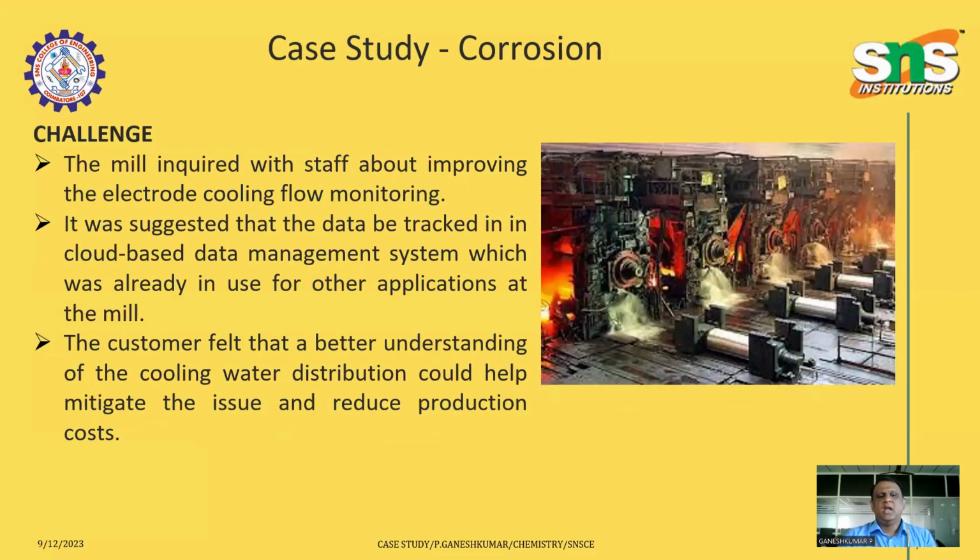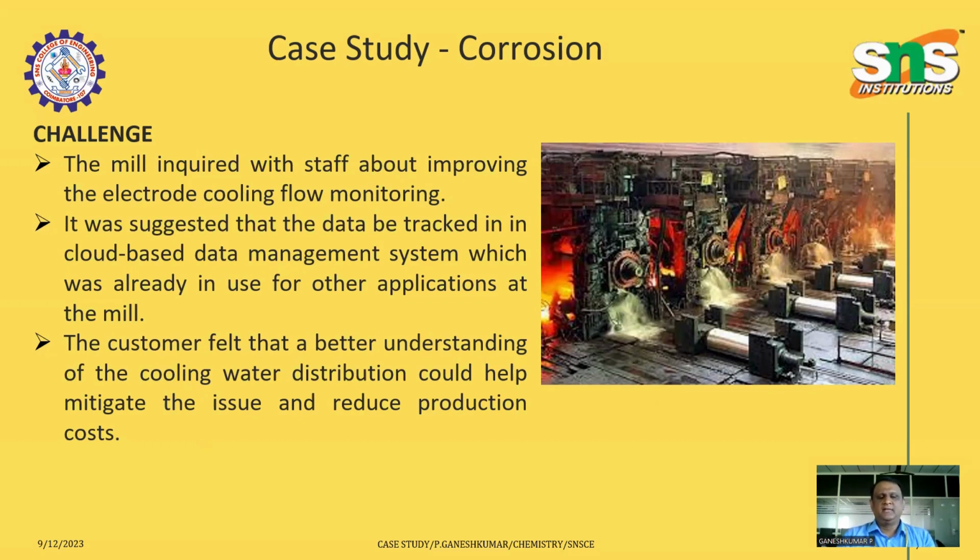And the mill asked the engineering staff about improving the electrode cooling flow monitoring system. It was suggested that a database can be tracked, a cloud storage management database system, which was already in use for other applications of the mill. So that is already in use, but based on the data, they couldn't arrive at a conclusion. So how to manage this?